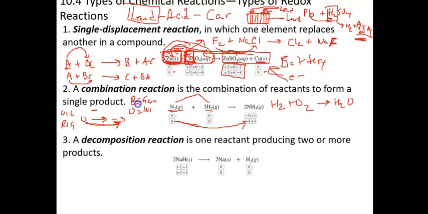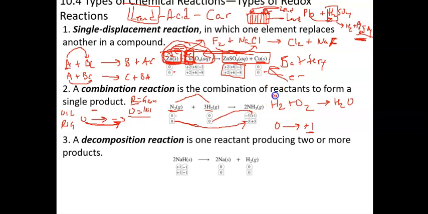Gain is reduction. My hydrogen is going from 0 to a +1. Is that gaining electrons or losing electrons? We're losing electrons because it's becoming more positive. Therefore, the hydrogen is being oxidized. So we have a redox reaction. Here, what's the oxidation state of H2? I want you to type it in.